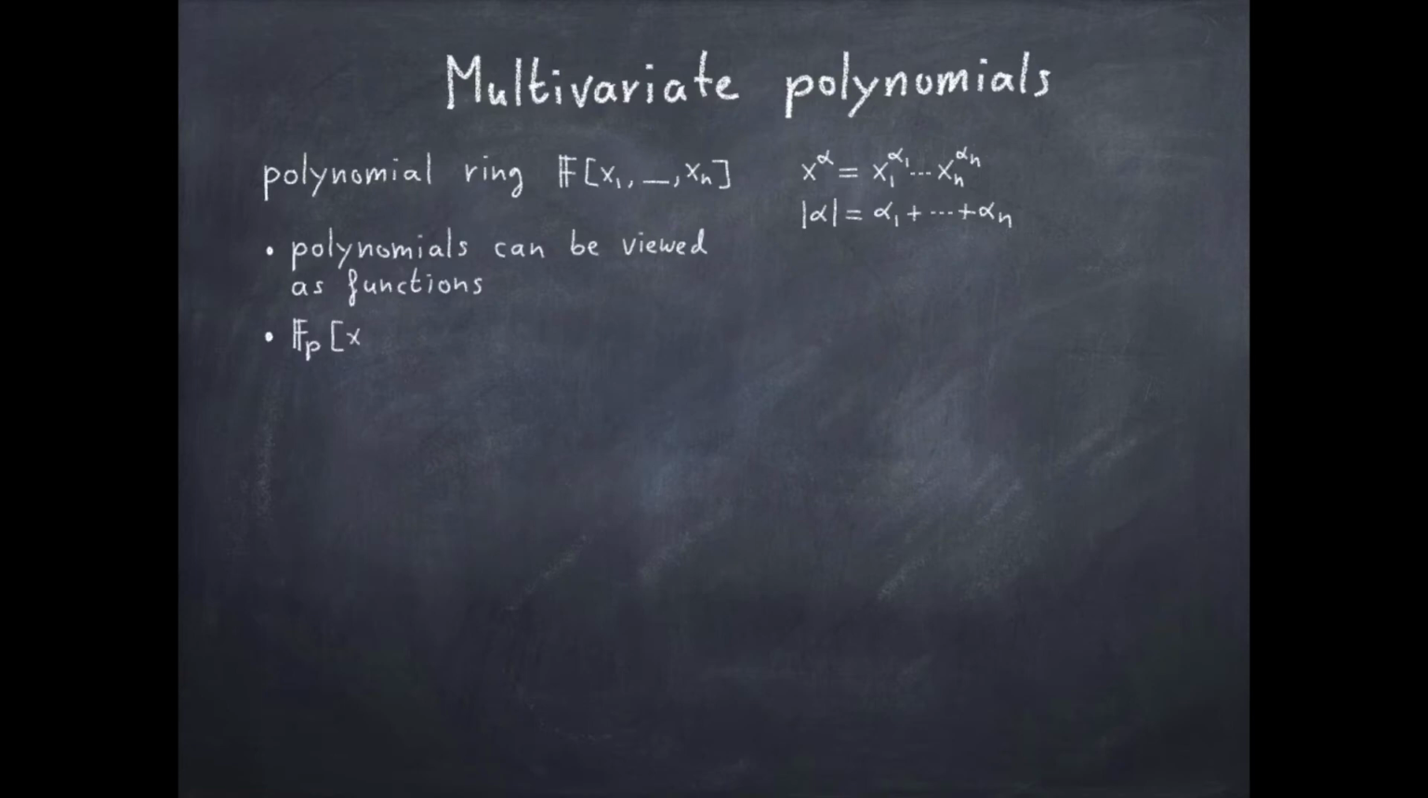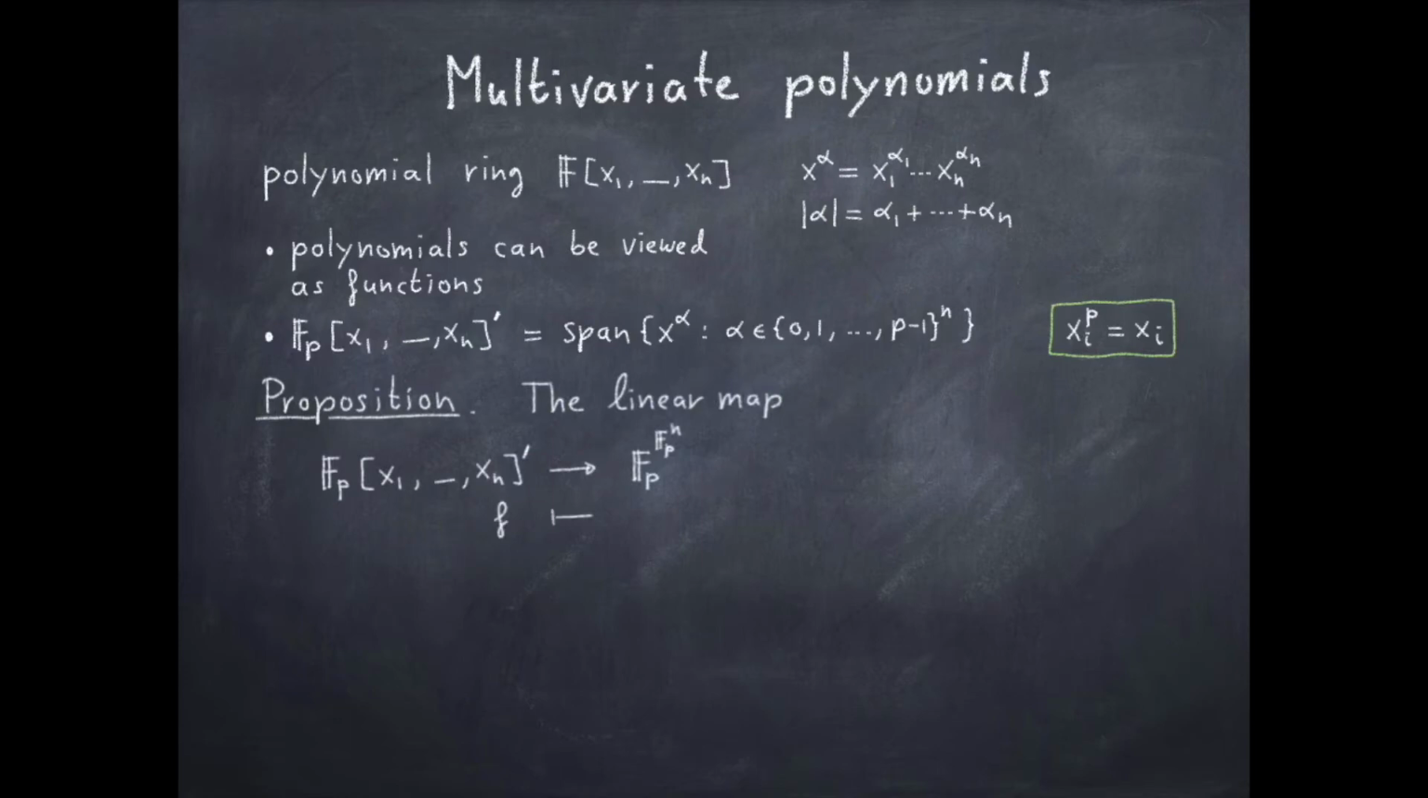Given a polynomial in n variables, we can of course view it as a function of n variables by substituting values for the variables. But since we're working modulo p, the polynomials x_i to the p and x_i represent the same function by Fermat's little theorem. So from now on, we'll only consider polynomials in which no variable occurs with exponent more than p minus 1. This way, no two polynomials represent the same function. It turns out that conversely, we can represent every function by a polynomial. We'll leave the proof as an exercise.